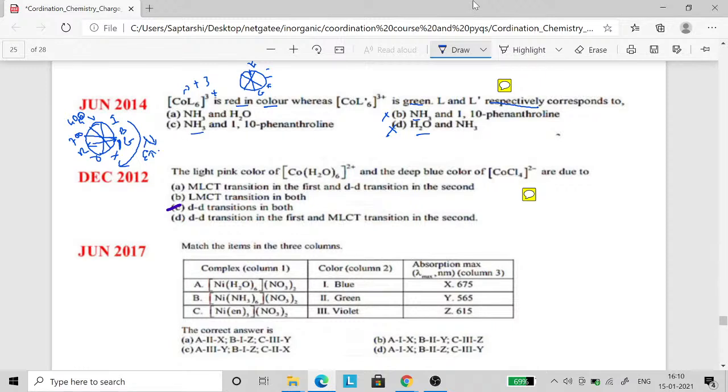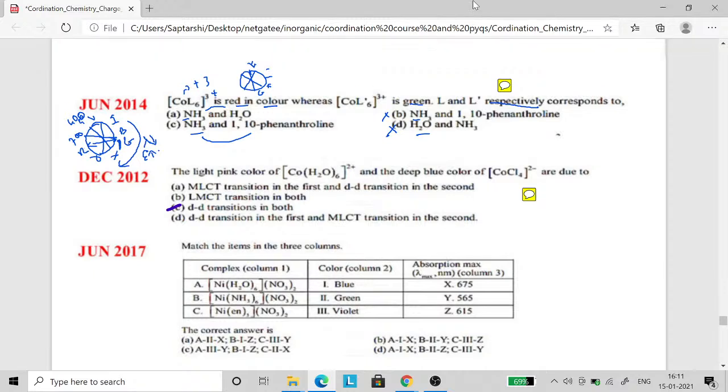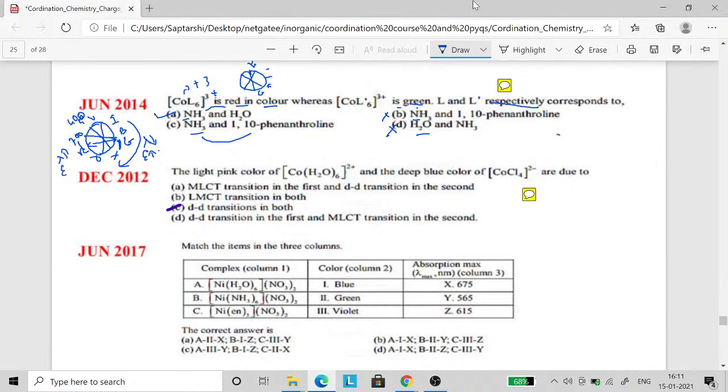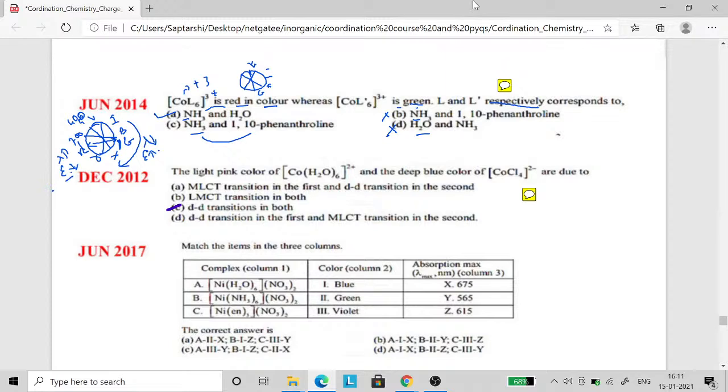So it can be this or this, and it's saying that NH3 is red in color and this is green in color. Actually there's not much of a difference between NH3 and 1,10 phenanthroline as there is between NH3 and H2O. And because red and green are two opposite ends, it has to be NH3 and H2O, right? The same thing we can say for green. It is green in color, so it absorbs in the red region. So the lambda is high, the energy of transition is low. That means there's a weak ligand involved, which is H2O.